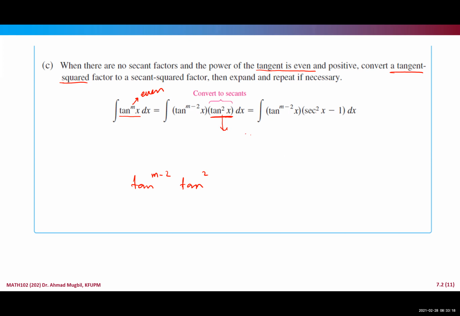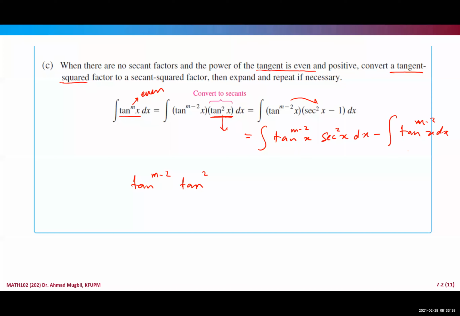Then I will distribute. The next step, I think it is not written here. It will be tan to the power m minus 2 x dx multiplied by secant squared x dx, minus the integral of tan to the power m minus 2 x dx. And this will be less than the original integral by 2. You can keep doing this until you can integrate. Here it is so easy. Here you will put u to the power m minus 2, and this will be du. It is not difficult.